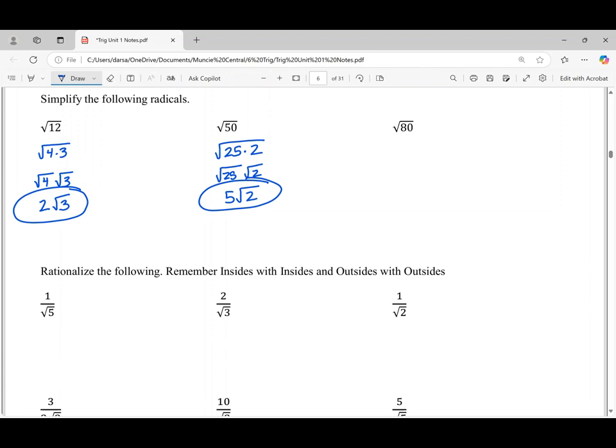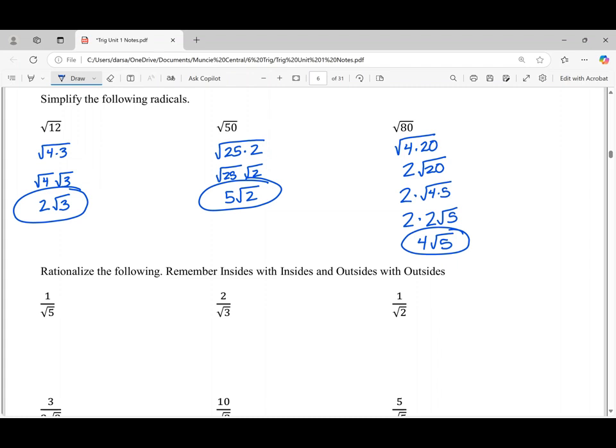80, that one's a little bit of a tricky one. What I see is 4 times 20. So 4 times 20, what's the square root of 4? Well, that's 2. So that's 2 square root of 20. But now I'm looking at the number 20. Isn't 20 4 times 5? So I can do another one of these. I have the 2 already, and then I get 2 square root of 5. And remember, all of these things are multiplied. So the square root of 80 can be simplified to 4 square root of 5.